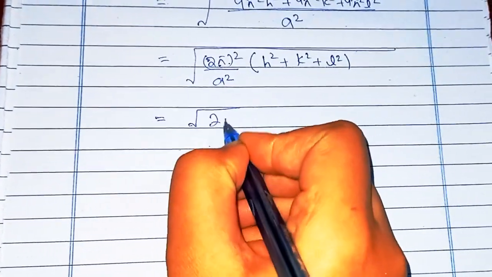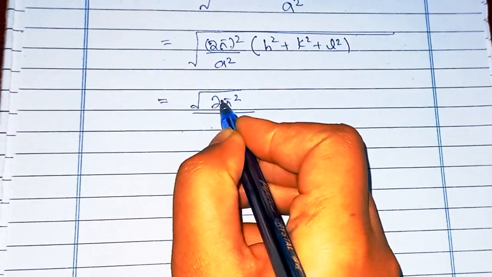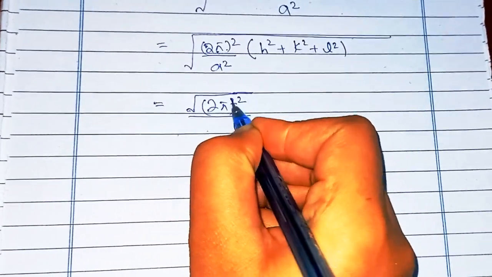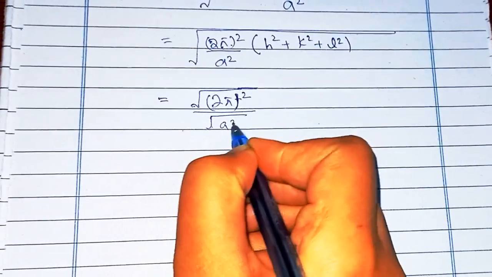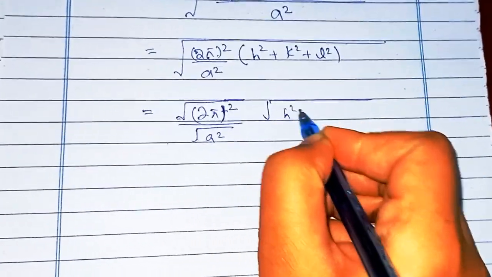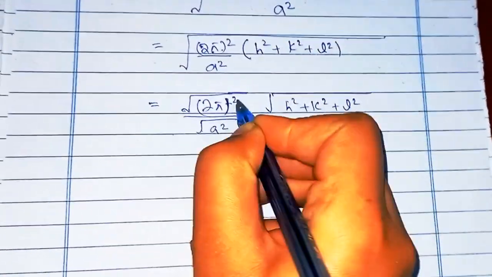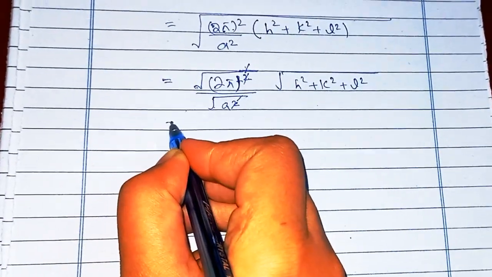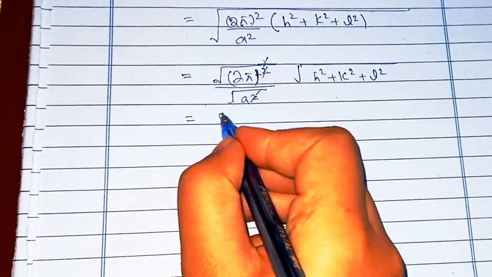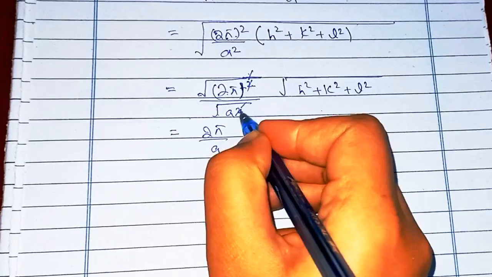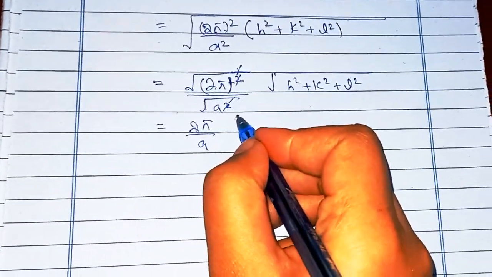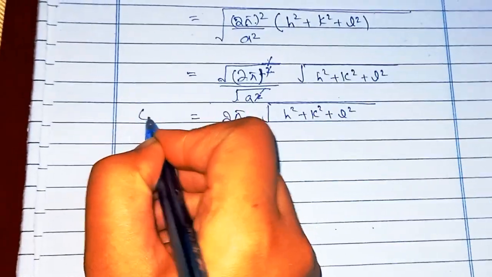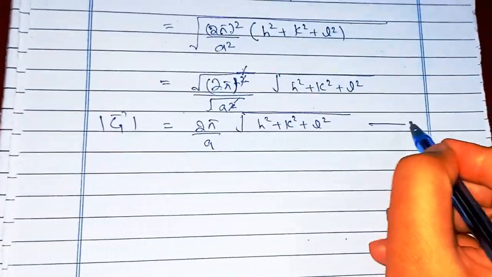So we can write under root 2 pi whole square, under root a square, then under root of h square plus k square plus l square. This square and under root cancels out, and this square and under root cancels out as well, and we get 2 pi by a, since the squares and under root cancelled out, and under root of h square plus k square plus l square. That is the magnitude of g vector.